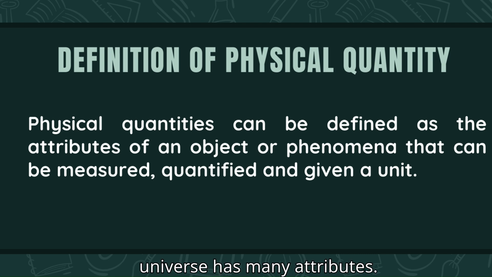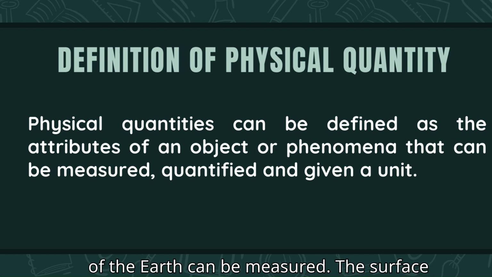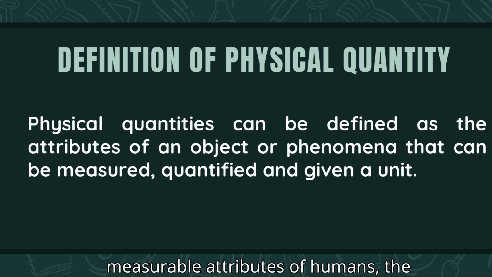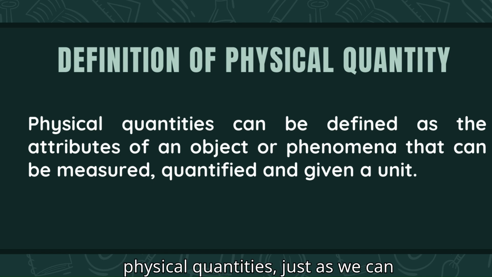Also, the universe has many attributes. Some of the attributes are measurable while others are not measurable. The mass of the earth can be measured. The surface area of the earth can be measured. These measurable attributes of humans, the tree, and the universe are similar to physical quantities.